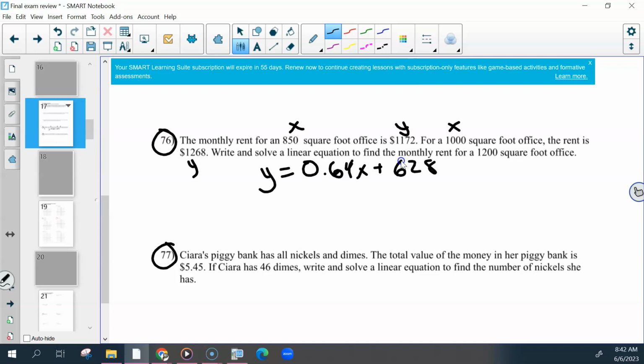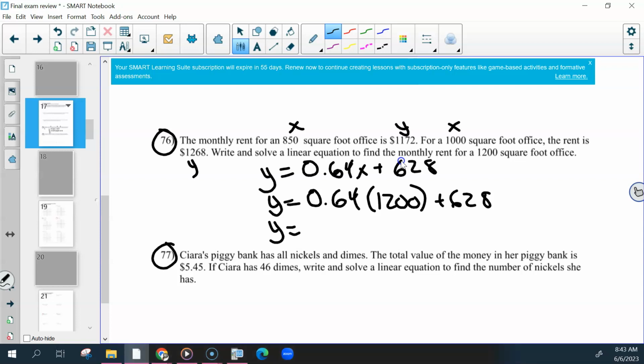And then we have to figure out the monthly rent for 1,200 square feet, so you can either store this value for X in your calculator, look at the table, or you can just put 1,200 in here and figure out what Y is. 1,396. And we have to put the label because we're looking for costs.